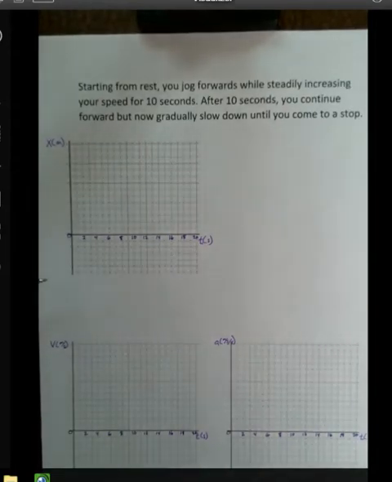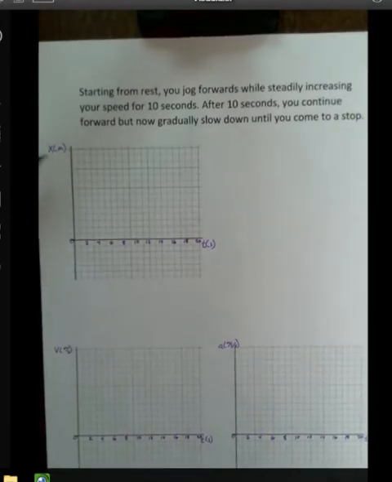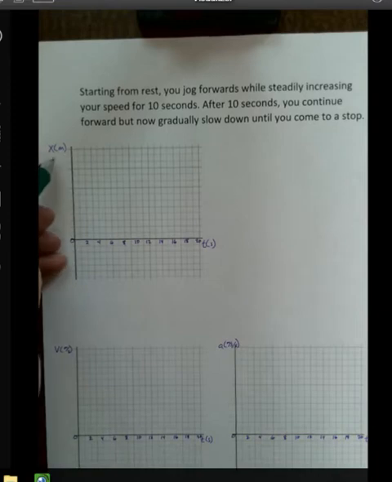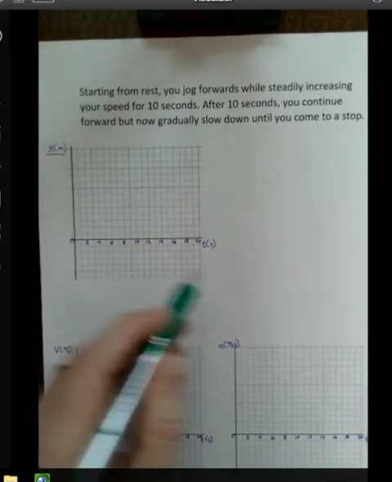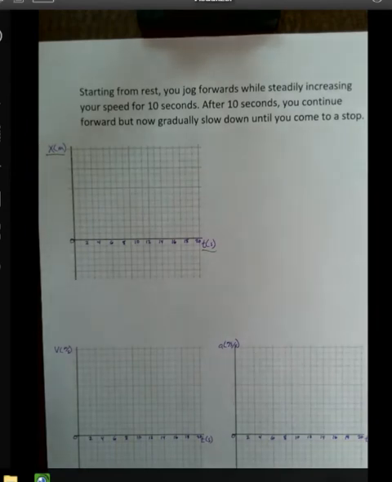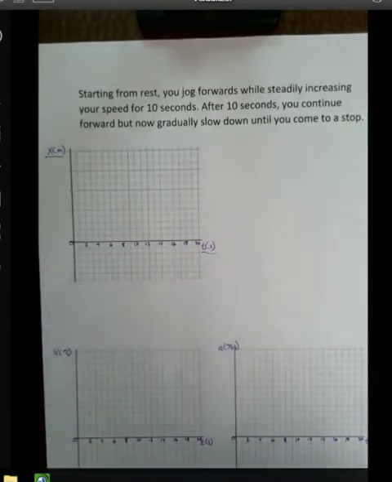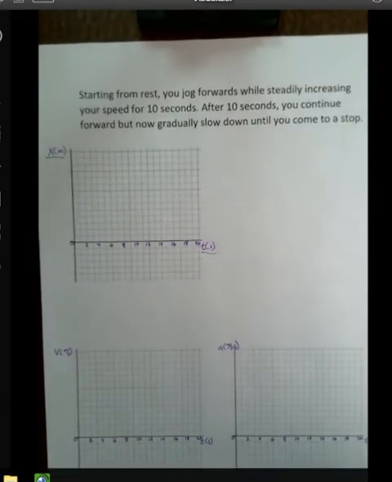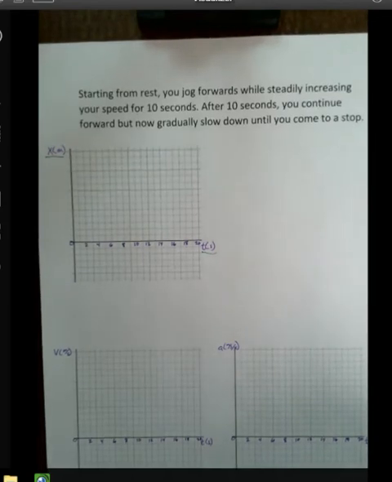I've got some axes drawn here already. For a position versus time graph, I can tell it's a position versus time graph because, of course, I'm reading the labels on my axes. So X for position, T for time, and let's say position in meters, time in seconds. Now, I know that for the first 10 seconds, I'm moving forwards, which means I'm going to have a positive velocity.